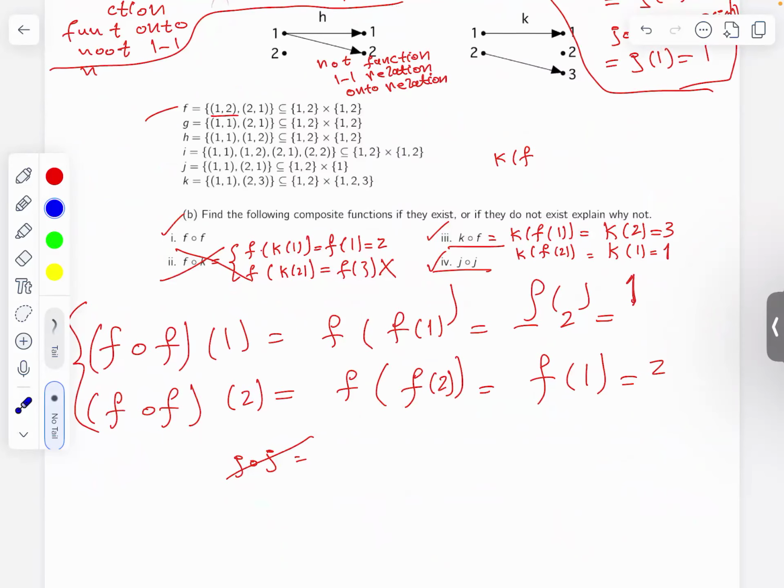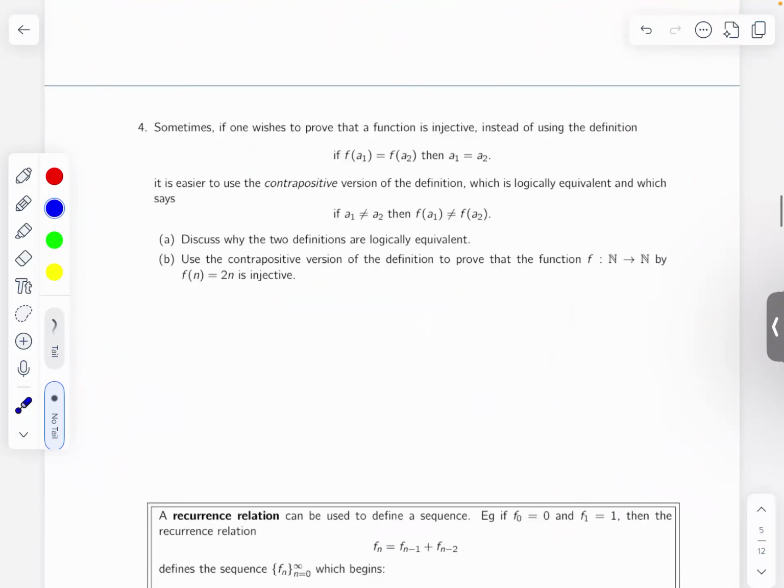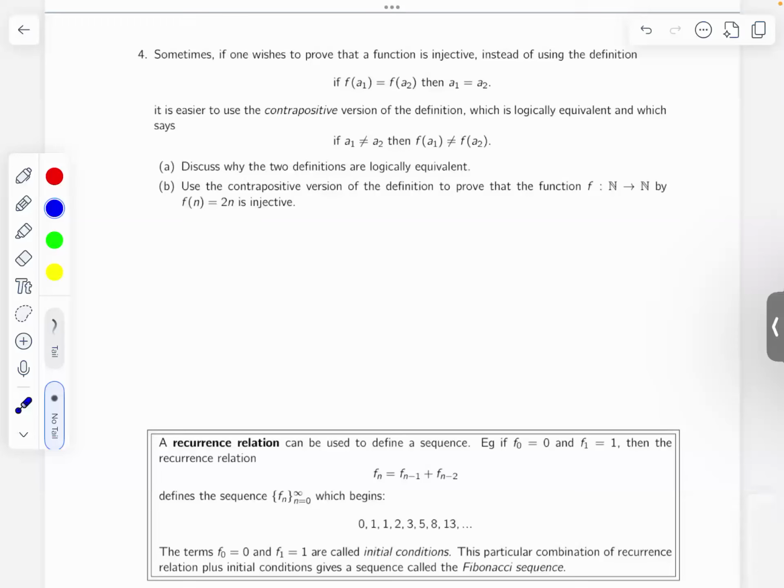Question? Okay, question 4. If one wishes to prove that a function is injective, instead of using this definition, we can use the contrapositive. So decide why the two definitions are logically equivalent, because P implies Q is equivalent to negation Q implies negation P.